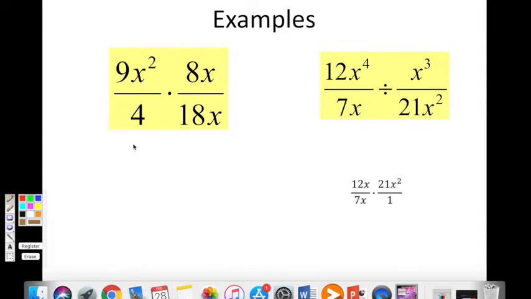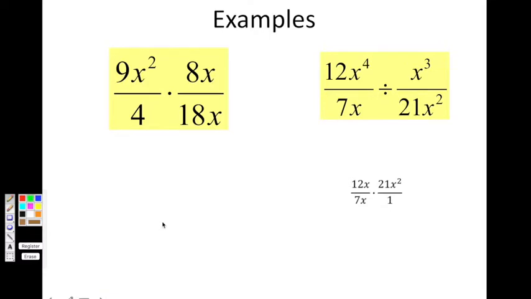So 9 can go into 9 one time, so that will become 1, and 9 can go into 18 two times, so that would be 2. Then x can go into x squared one time, so that is x. So I'll have 1x over 4 and 8x over 2. Now let's reduce the other cross. So 4 can go into 8 two times, and my x remains.